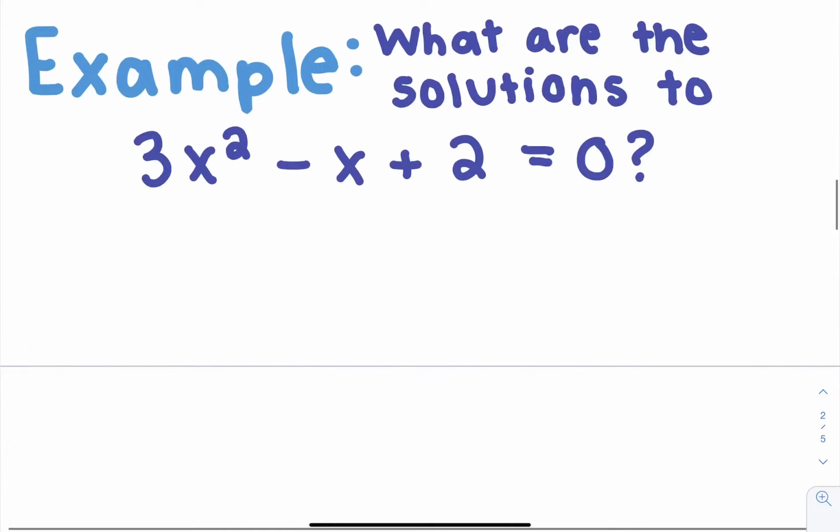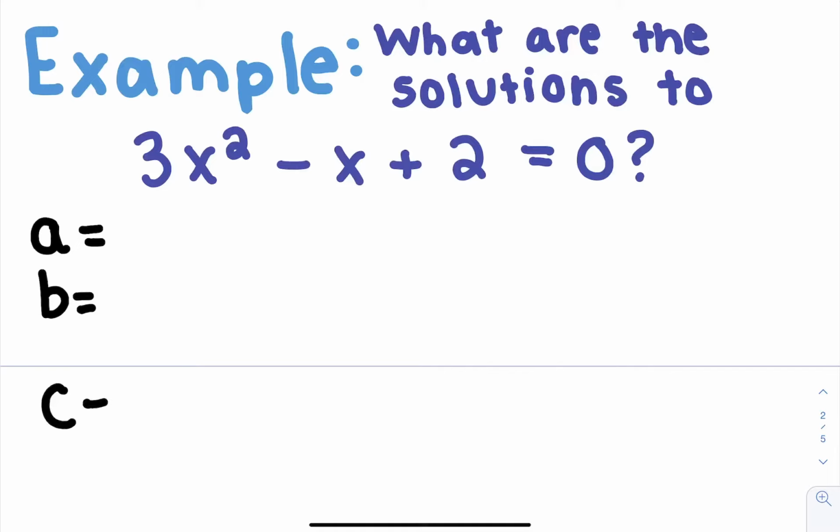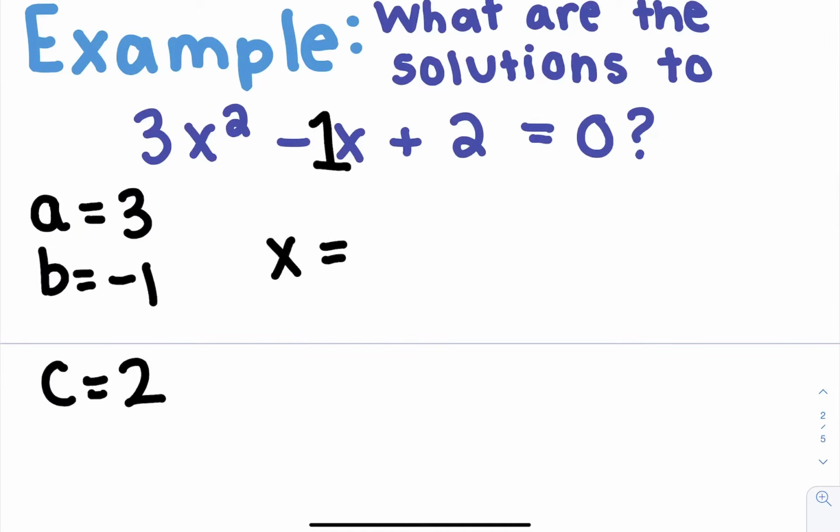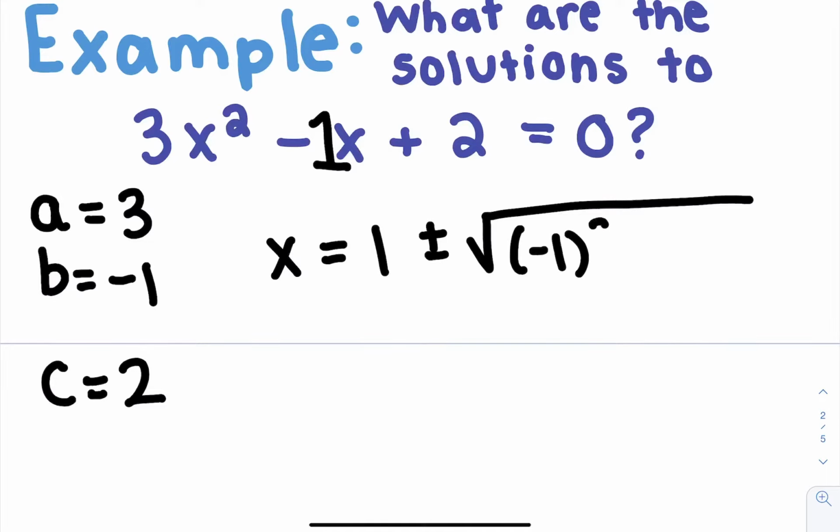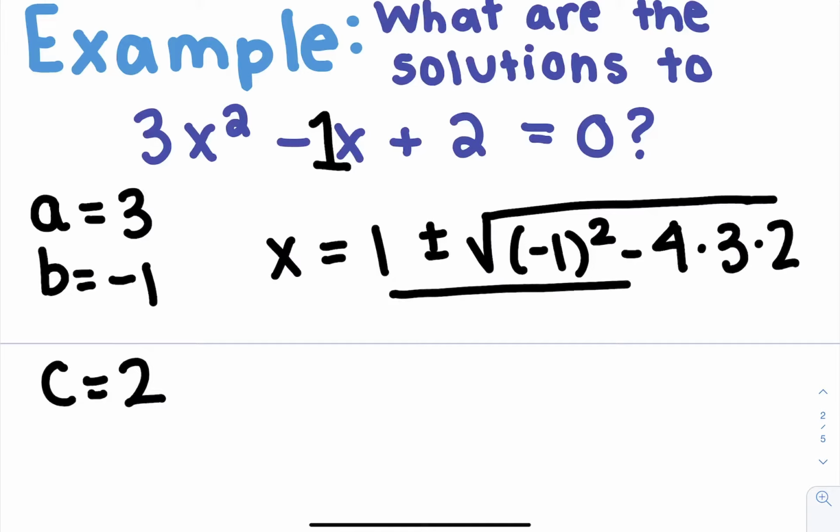Let's try another example. What are the solutions to 3x squared minus x plus 2 equals 0? First, we're going to identify a, b, and c. So we know a is 3, b is negative 1. If there's nothing in front of this x, we can know it's a negative 1. And c is 2. Let's plug into the formula and see what we get. x equals negative b, which is 1, plus or minus square root b squared, so that'll give us negative 1 squared, minus 4 times 3 times 2, all over 2a, which is 6.